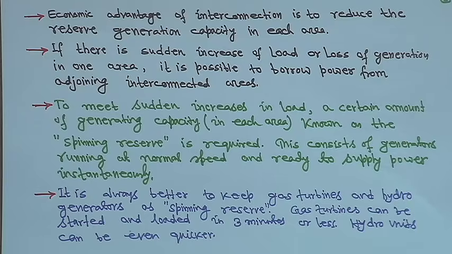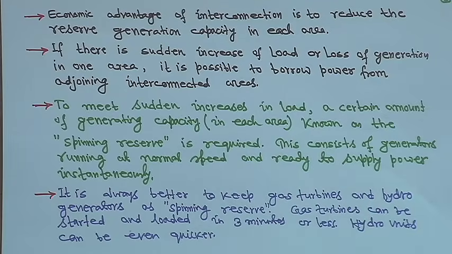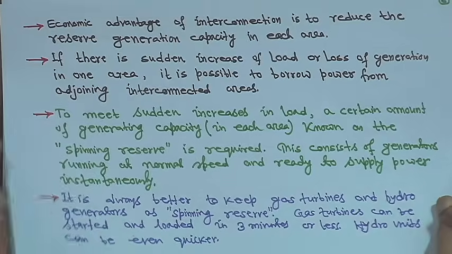I mean each area means it is a power system. So when so many power systems are interconnected, in that case the reserve generation capacity in each area can be reduced. Later I will try to explain. If there is a sudden increase of load or loss of generation in one area, it is possible to borrow power from adjoining interconnected areas. It is something like this.